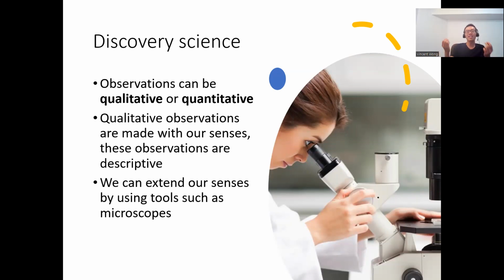Quantitative, which we'll get to in a bit, but briefly right now, is doing measurements. But let's focus on qualitative. Our senses are limited. We can see decently, but we can't see really small and we can't see really far. So sometimes we use tools to extend our senses. You can use a microscope to see really, really small. You can use a telescope to see really, really far. That will enhance our ability to observe things that otherwise would not be possible.